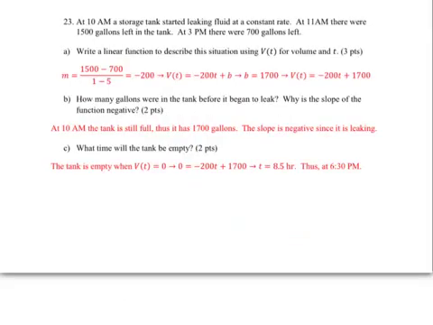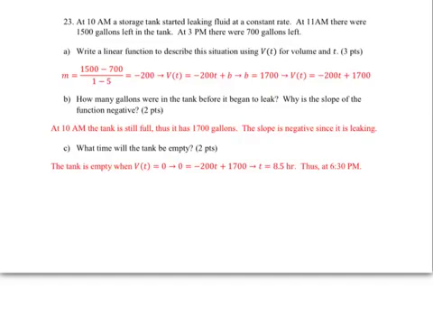23 says, at 10 a.m. a storage tank started leaking fluid at a constant rate. By 11 a.m. there were 1,500 gallons left in the tank, and at 3 p.m. there were 700 gallons left. We want to write a linear function to describe the situation using v of t for volume and t.